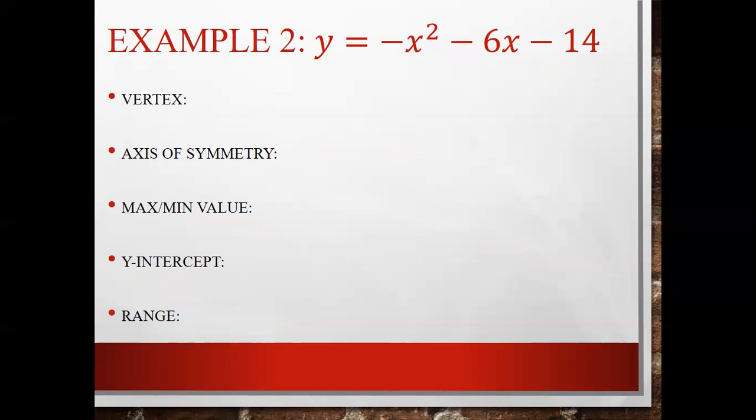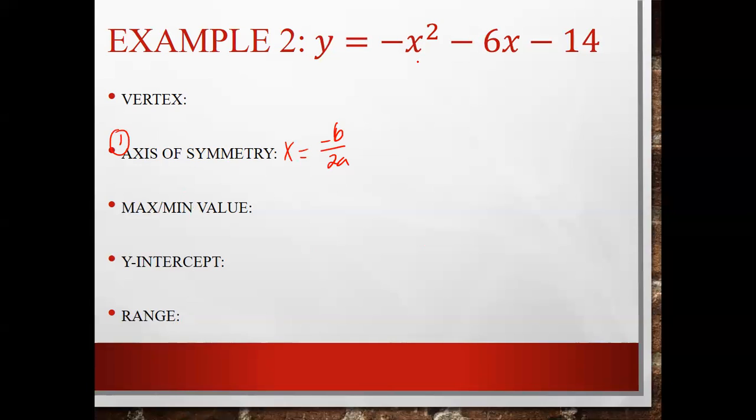Cool. So example 2, we're in standard form. Okay? So in standard form, we have to do a little bit more work to get our vertex. In standard form, the first thing you have to do is actually find our axis of symmetry. And remember, to find your axis of symmetry, it's x equals negative b divided by 2a.